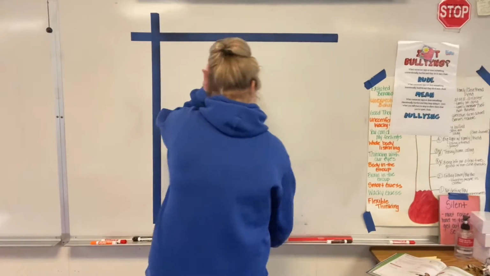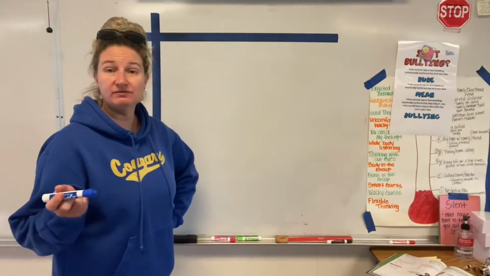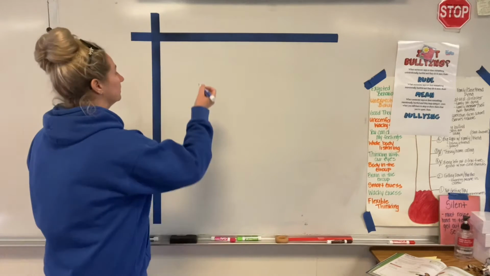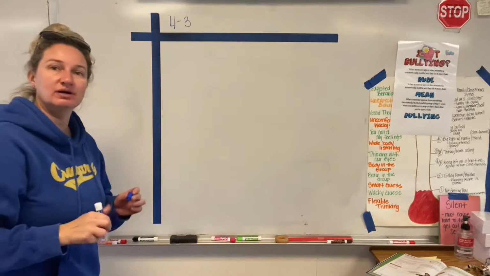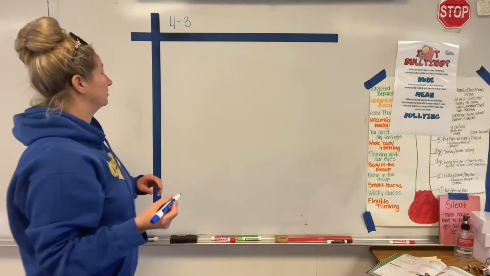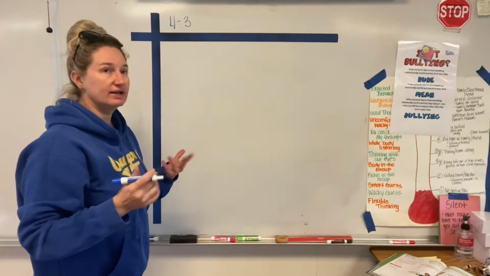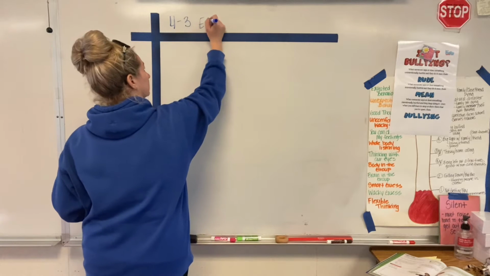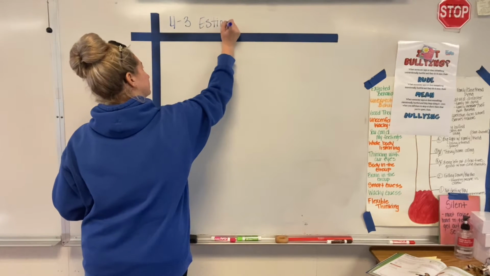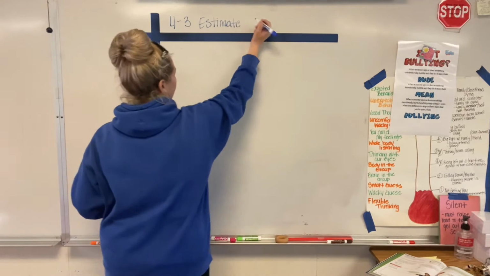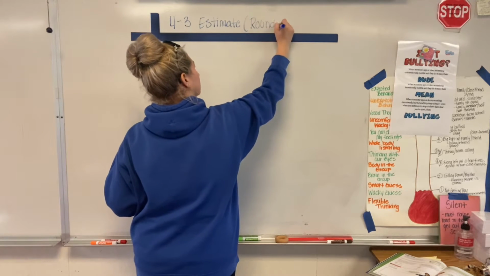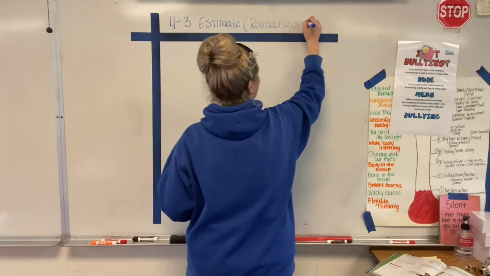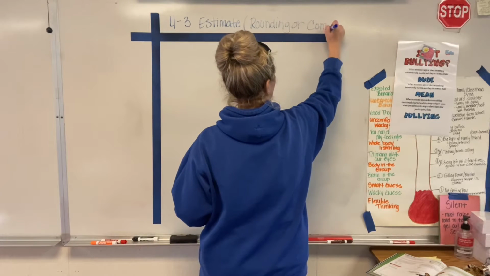Okay, good morning. We're doing lesson 4-3 today. Getting closer and closer to multiplying 2-digit by 2-digit numbers. Today we're using estimating, so estimate. We're going to estimate with either rounding or compatible numbers.